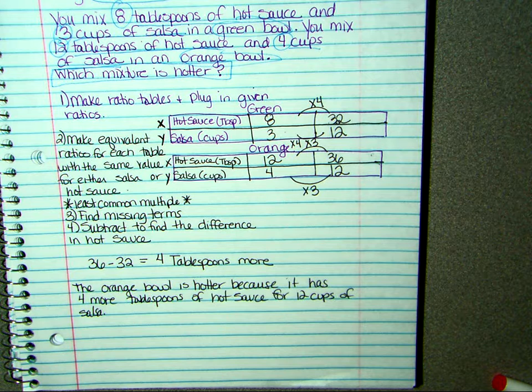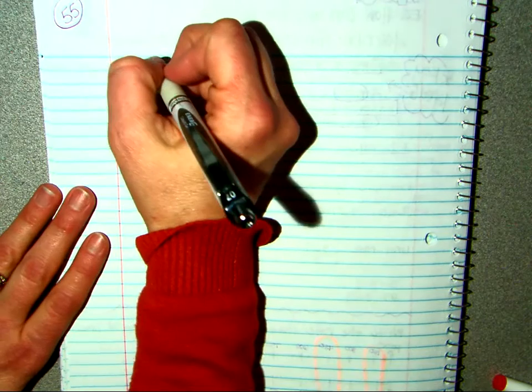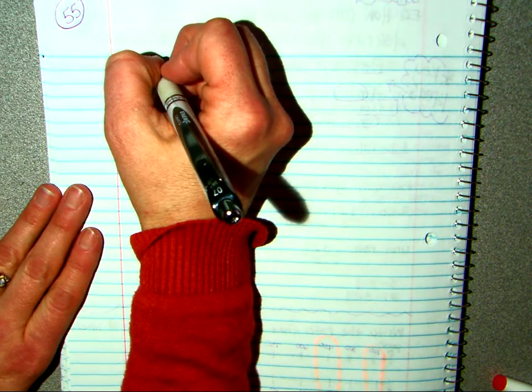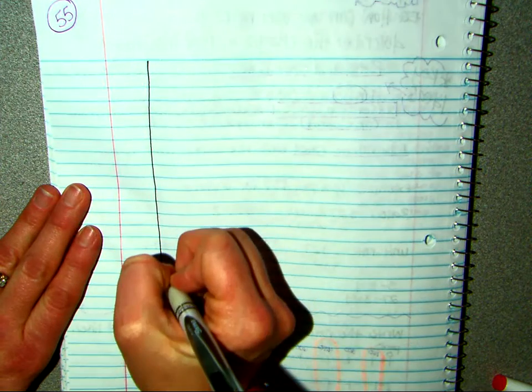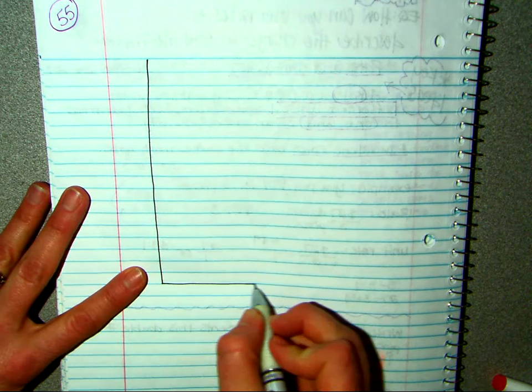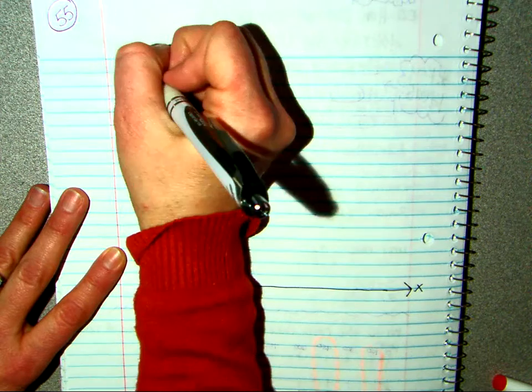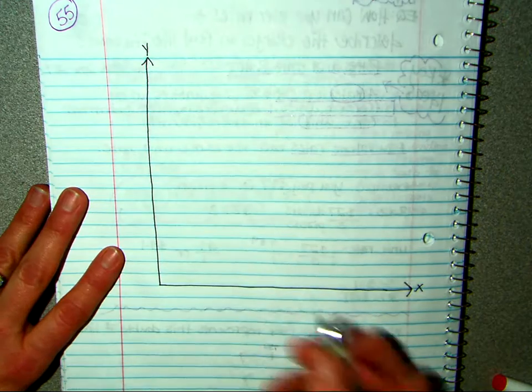Now when I go over to page 55 and create this graph, I need to make sure that I label my x-axis as hot sauce and my y-axis as salsa. So now I'm going to flip the page. Remember, you can go back to the notes if you need to. I'm going to create my y, which is my vertical, and my horizontal, which is my x. Remember, we said that hot sauce is our x.